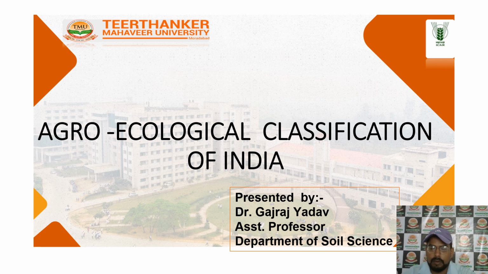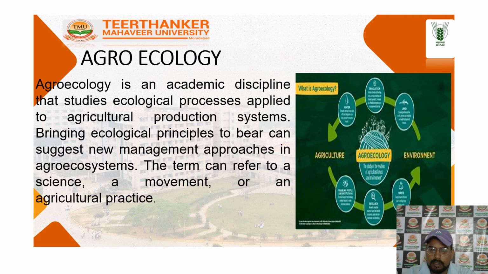Students, today we will discuss the agro-ecological or climatic zones. What are agro-ecological zones? Agro-ecological means the natural environments or ecology found in a specific region, or its conditions. Agroecology is the academic discipline in which ecological processes are applied in agriculture.